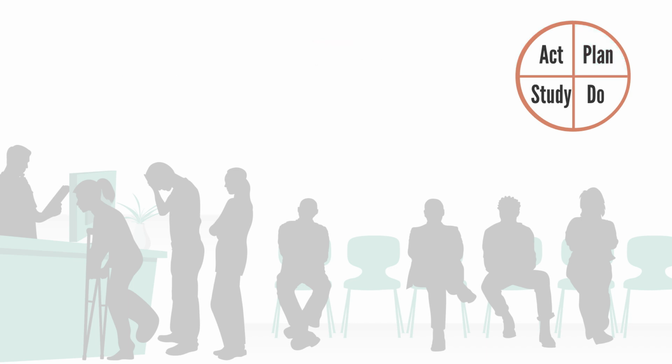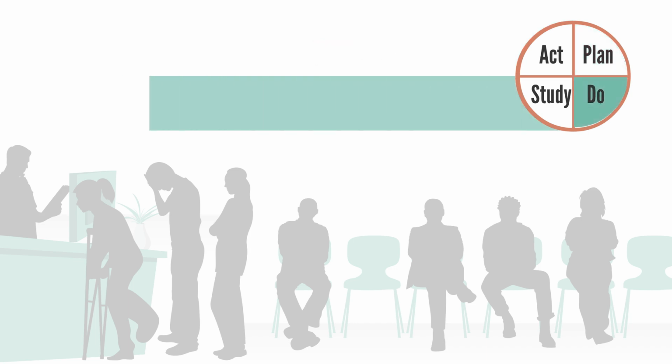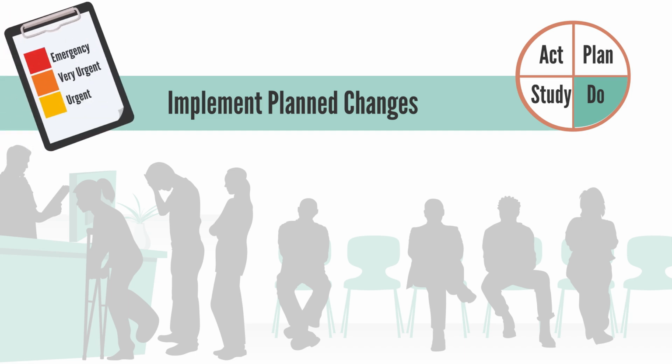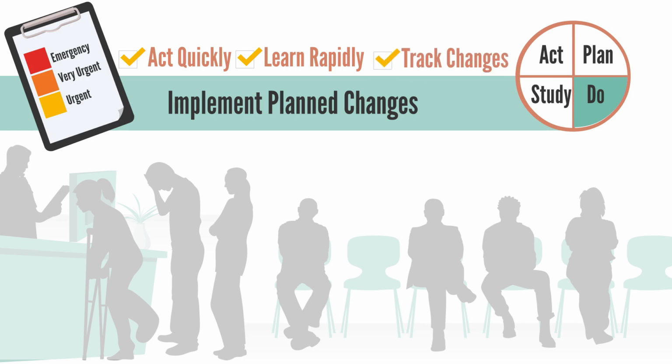The second step is do. This is where you implement the planned changes. Time to put your planned tasks into action. PDSAs emphasize learning from doing, so embrace a mindset of acting quickly and learning rapidly. While you are in this phase, you may decide to make some small changes to the planned tasks while in the action of doing based on feedback. Be sure to track these changes and the rationale for why you made them.